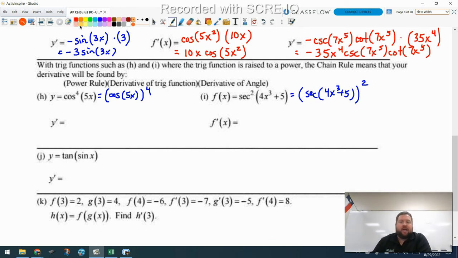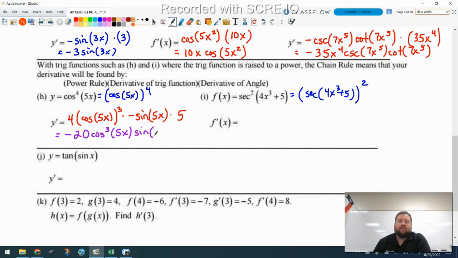You always start from the outside and work your way in. The outside function is the power function, so we use the power rule first: 4 times cosine of 5x to the 3rd power. Then our next layer is the cosine, so we multiply by the derivative of cosine, negative sine of 5x. And then the third layer is the 5x, multiplied by the derivative of 5x, which is 5. Rewriting our answer, 4 times negative 1 times 5 is negative 20. I'm going to rewrite this as cosine cubed of 5x, and then sine of 5x.